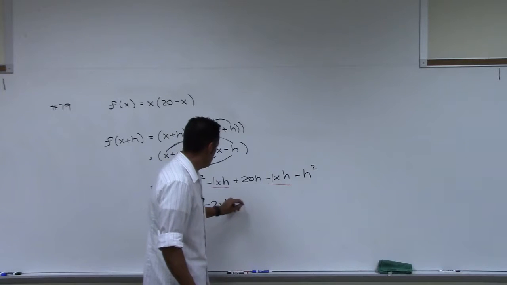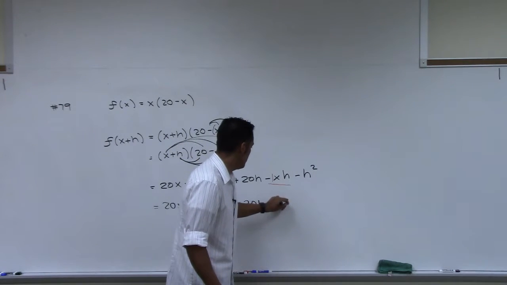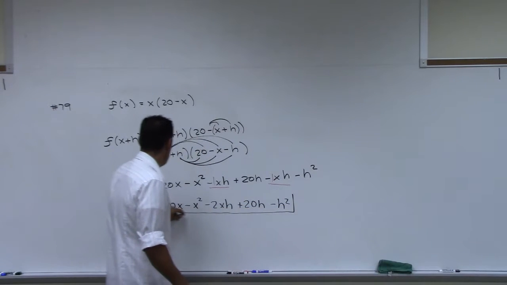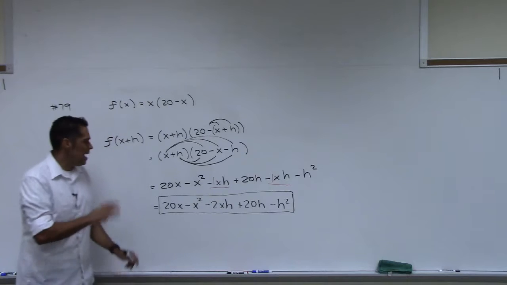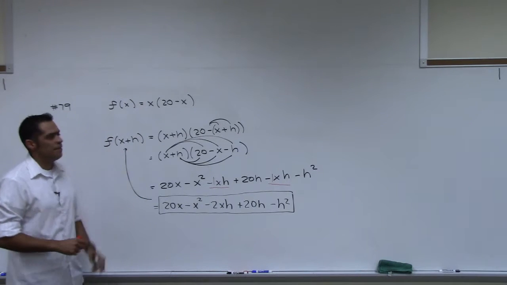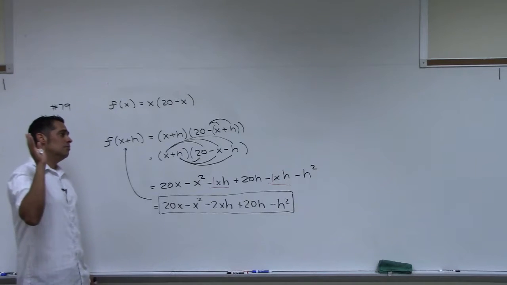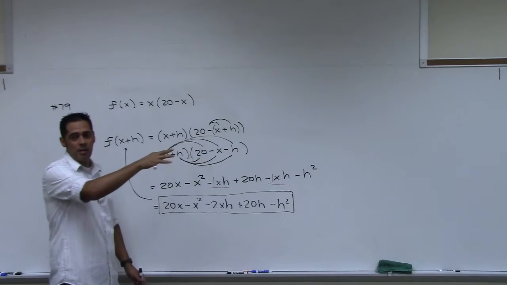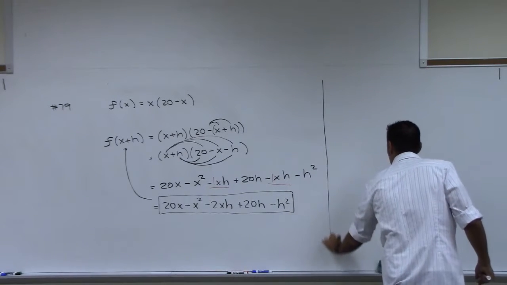And then I still have the 20h and minus h squared. So this right here is not our final answer, right? I'm boxing it, but that's not our final answer. That is just f of x plus h. That's it. Now we have the pleasure of going back into the formula for difference quotient and plugging it all in. So here we go.